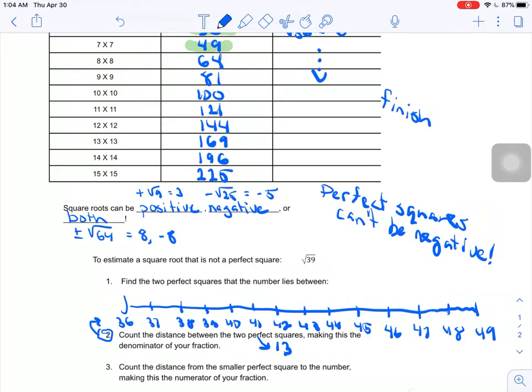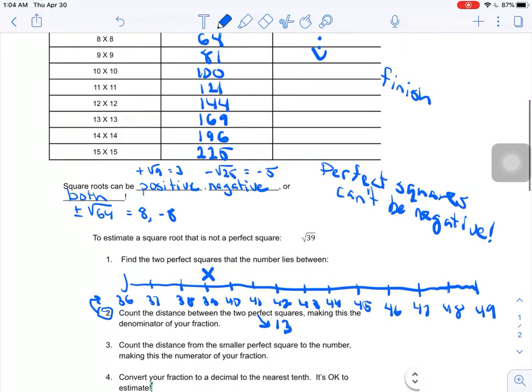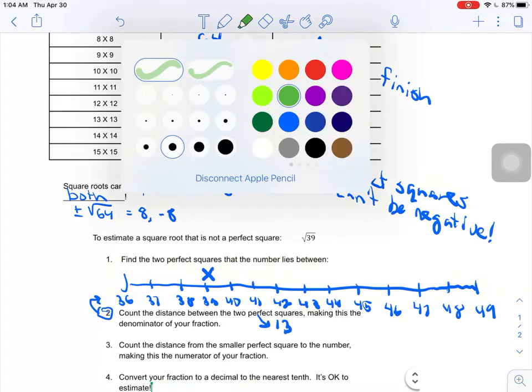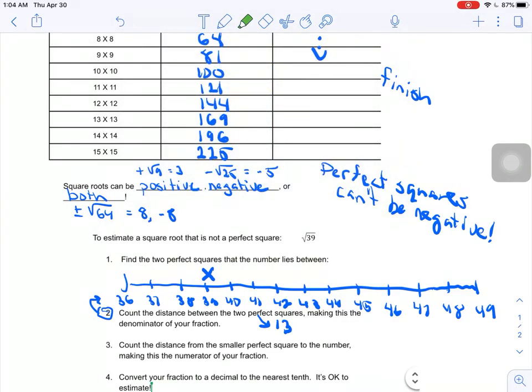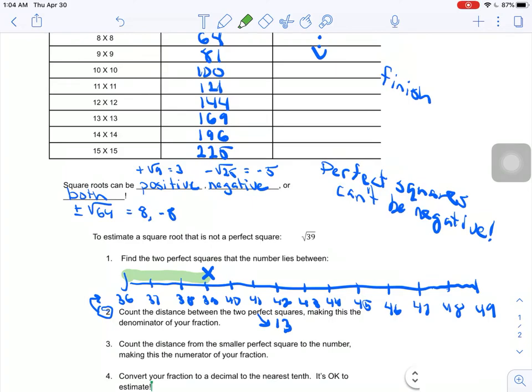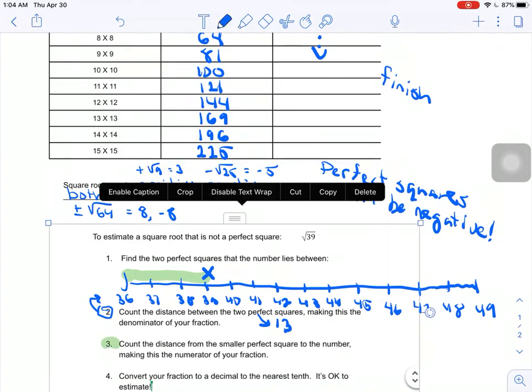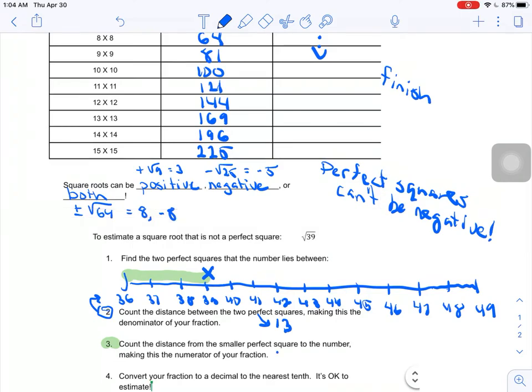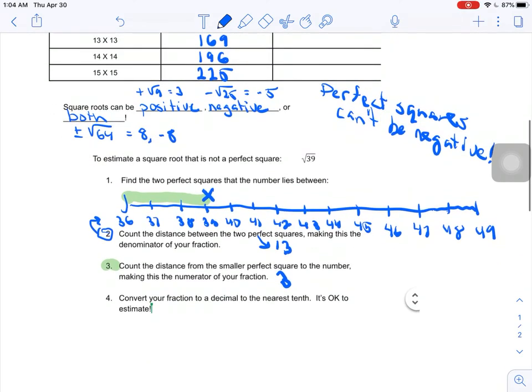So now what we're going to do is see, okay, how far over from the beginning of this little number line that we made are we? So square root of 39 is right there. So the next step is count the distance from the smaller perfect square to the number. So basically, we're measuring this distance. So that's what this step is doing. So I'm 3 over from my smaller number.